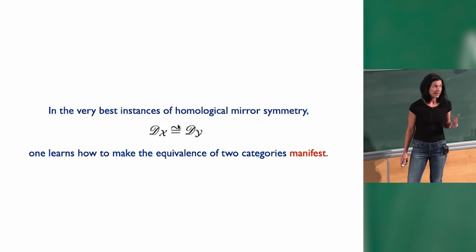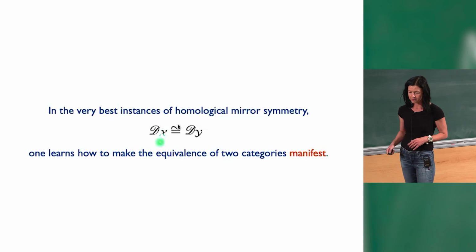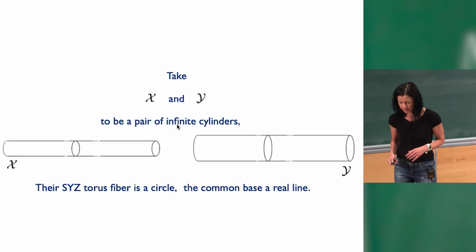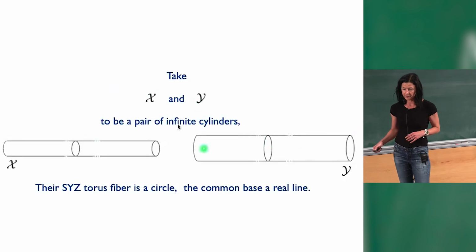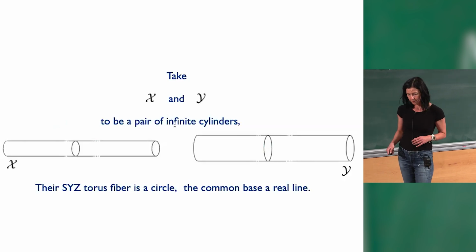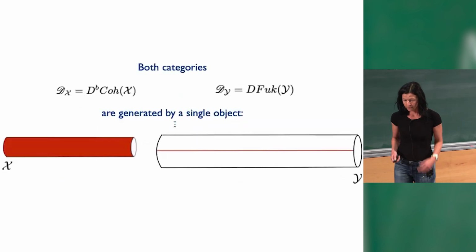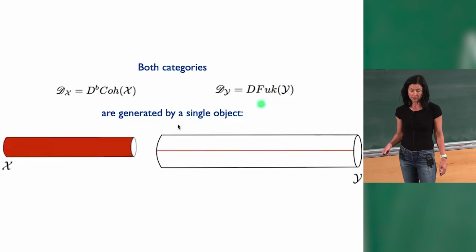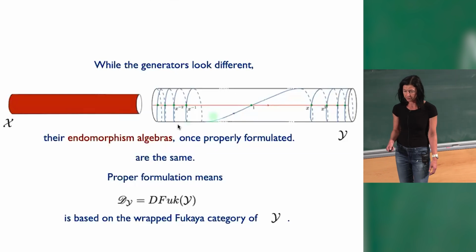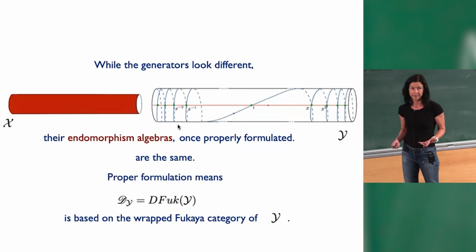So in the very best instances of homological mirror symmetry, one learns how to make the equivalence of categories manifest. So a simple example is to take X and Y to be a pair of infinite cylinders. In SYZ terms, they have a common base, which is a real line, and the fiber is a circle. Now, both categories are generated by a single object. Now, while the generators look different, the endomorphism algebras, once properly formulated, turn out to be the same.